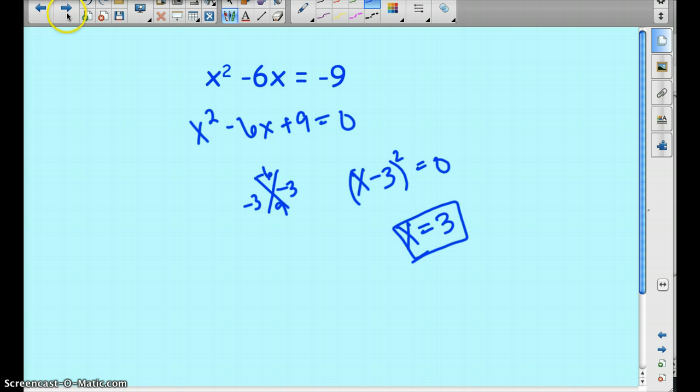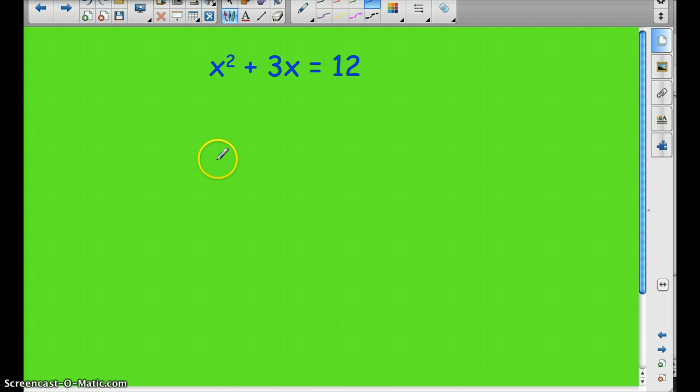There's another way to do these problems where it doesn't factor quite nicely. For example, this one. Let's set it equal to 0. All right. Are there any values that add up to a positive 3, and when you multiply them you get a negative 12? No. So in this case we're going to have to use the quadratic formula.